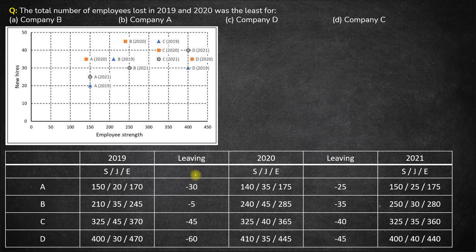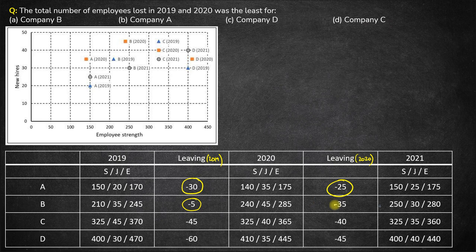Continuing the same thing for A, 140 employees were there in 2020 for company A and approximately 35 joined. So 140 plus 35 is 175. So if no one left in 2020, there should have been 175 employees at the end of 2020, and hence 175 employees at the beginning of 2021. But at the beginning of 2021, there are 150 employees in A. So what this effectively means is that 25 employees left in 2020 for company A, right? So this is for 2019 and this is for 2020. So for company A, 30 and 25, that is 55 employees left the company in 2019 and 2020.